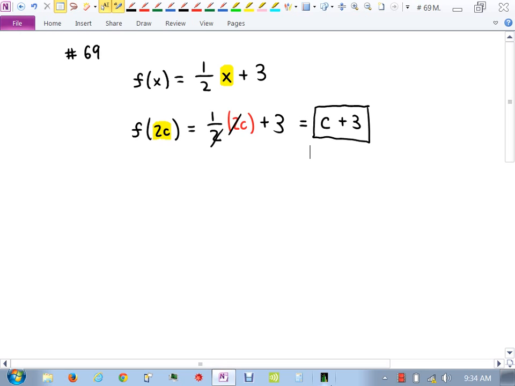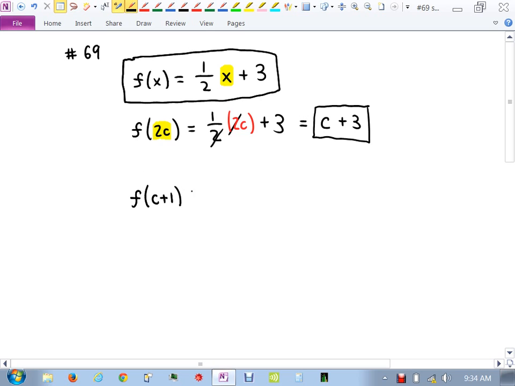You want to do the f of c plus 1? Okay. So just remember, in this problem, this is what you're using as your function, right? So anytime you're asked to evaluate a function, you need to actually have the function explicitly defined. It is right here. So if we want to plug in f of c plus 1, then again, we're going to take our c plus 1 and make that our x. So we have 1/2. Then I'll do it in parentheses, c plus 1, and then plus 3.